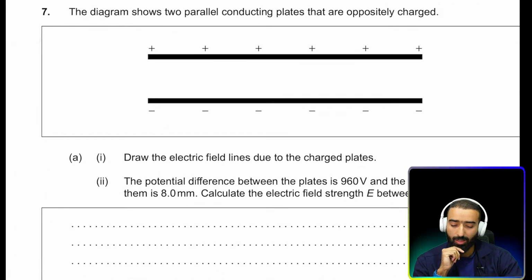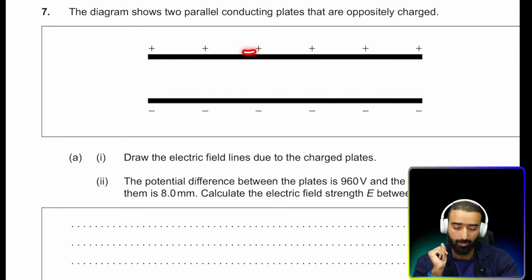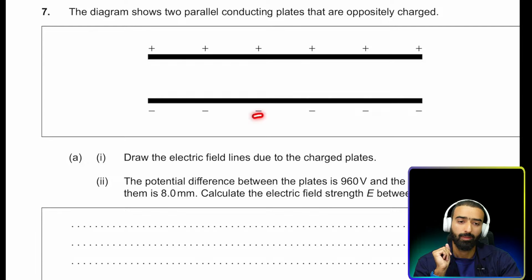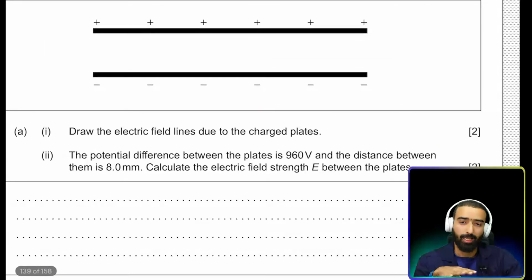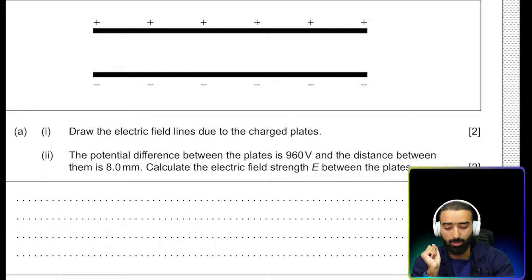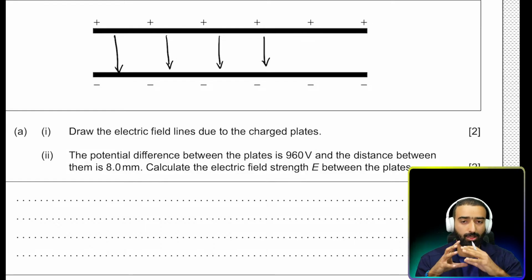The diagram shows two parallel conducting plates. We have a positively charged one and a negatively charged one. Draw the electric field lines due to the charged plates. What do we do? We simply draw electric field lines as arrows pointing downwards. But keep in mind that the distances between these arrows should be consistent. It's a uniform field, so those distances are the same.